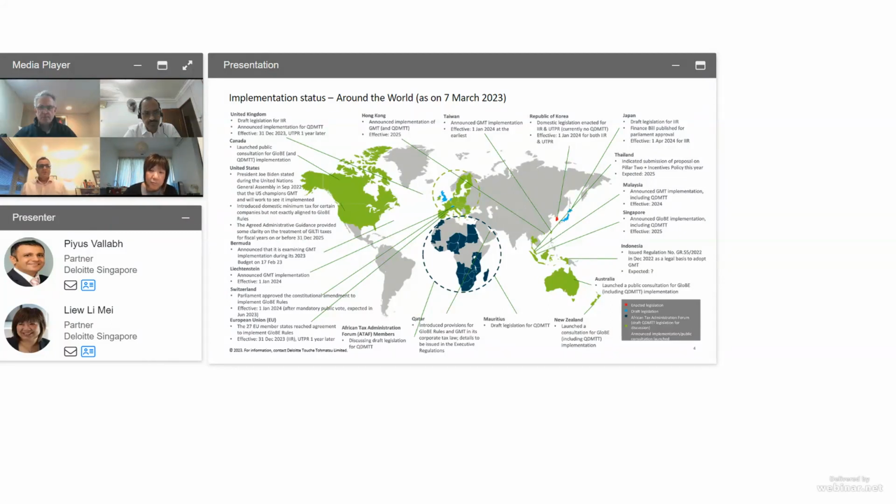If we look at Europe, the UK, Switzerland, and the EU have all indicated that the GloBE rules will be implemented from 2024. Now, the implementation date of the GloBE rules for the US is uncertain, although President Biden has indicated that the US champions GMT and will work to see it implemented. So we can see that the rules are creeping up on us, with go-live dates approaching for many countries.